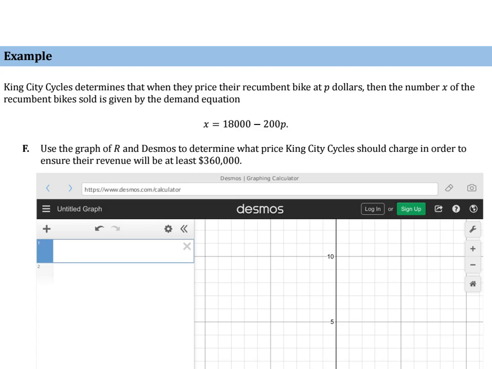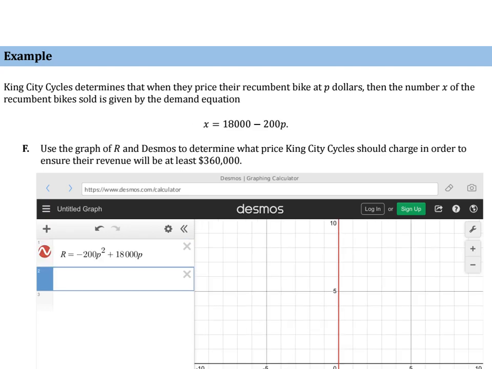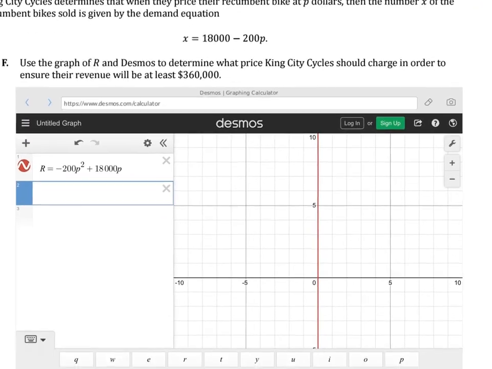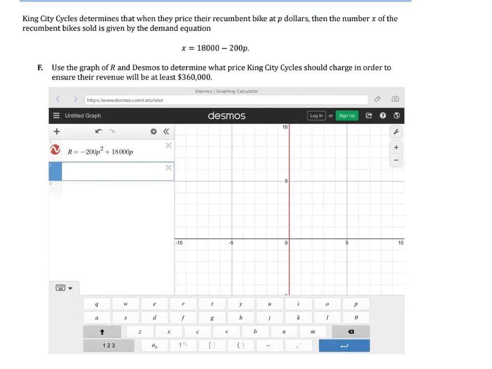So now we're going to graph R, and we're going to use Desmos to determine how much should be charged in order to ensure a minimum revenue of $360,000. So let's go ahead and graph our revenue. To graph this function, we will plug in our values. And I'm going to move this so that it's more easily seen.